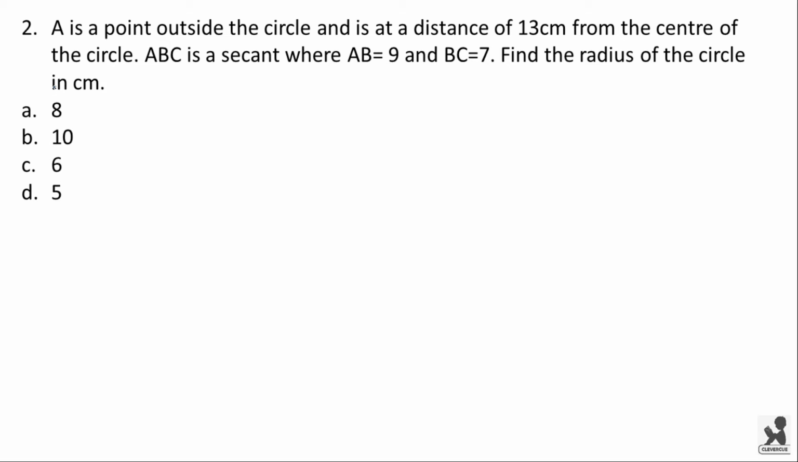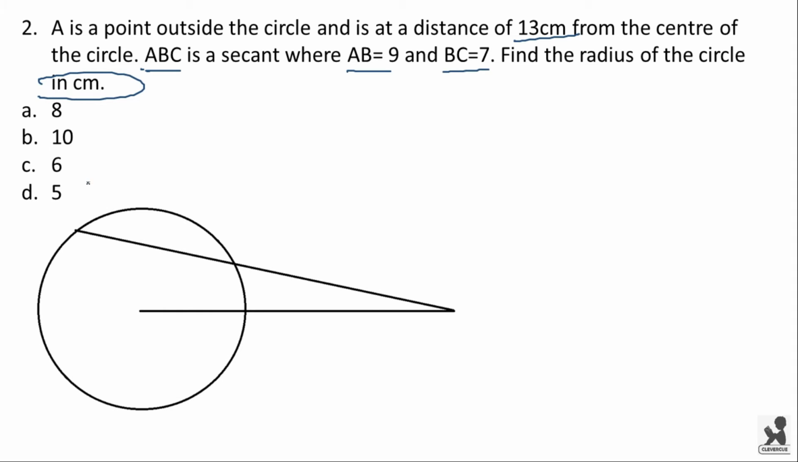A is a point outside the circle and is at a distance of 13 centimeters from the center of the circle. ABC is a secant where AB is equal to 9 and BC is equal to 7. Find the radius of the circle in centimeters. Here is the diagram. We have to know how to draw this.